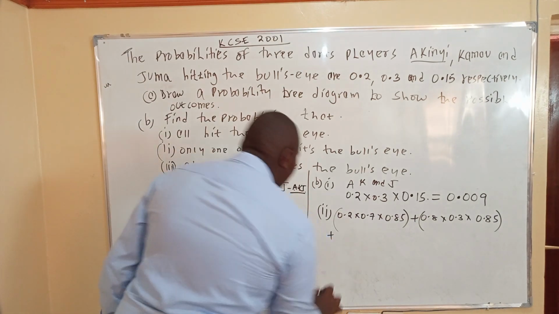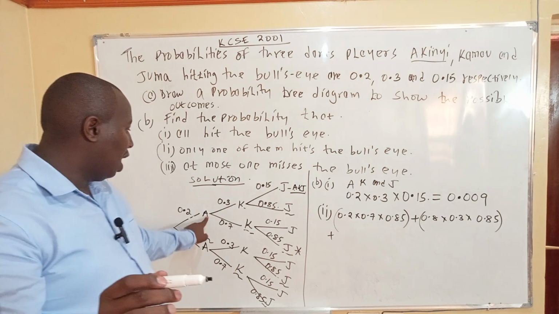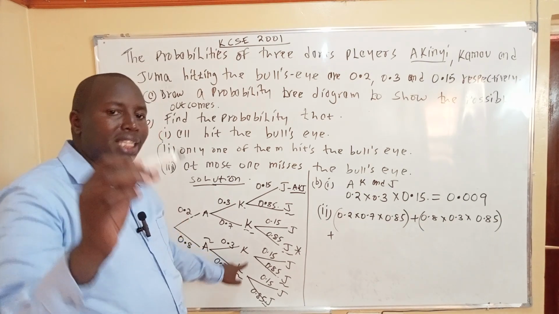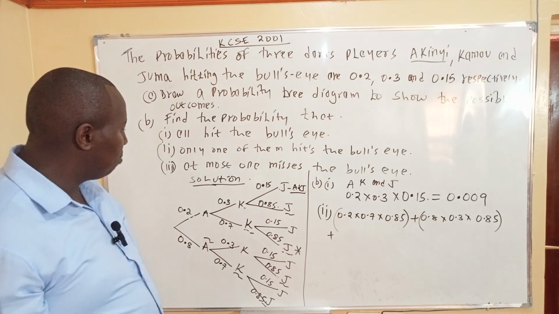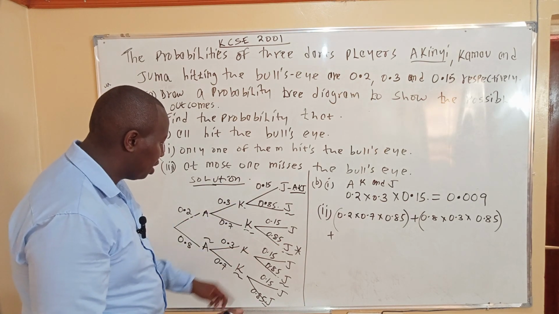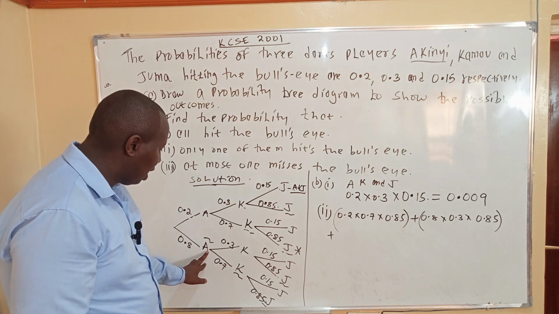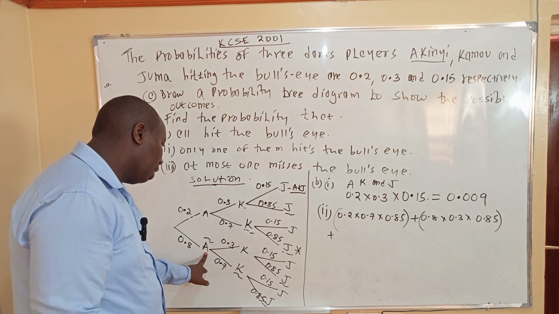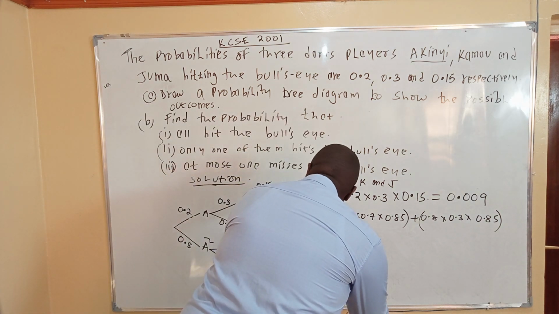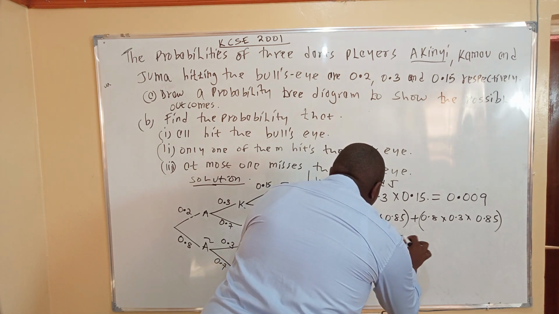Now we check the third one. The first one we had Akinyi hitting. The second we have Kamau hitting. Now I want us to go to Juma hitting the target. It's only Juma, so the rest must miss the target. So where we have Juma hitting the target, it's this branch: Akinyi missing, Kamau missing, and Juma hitting. So this is 0.8 times 0.7 times 0.15.